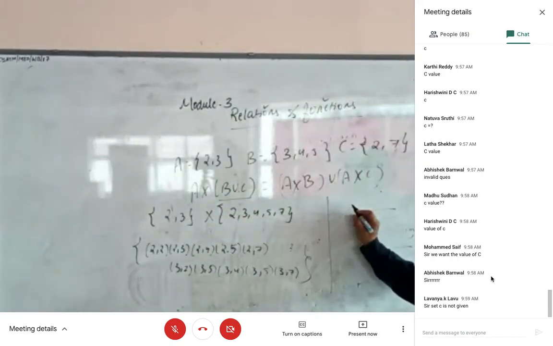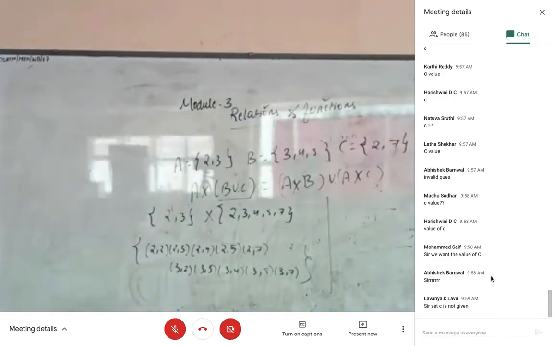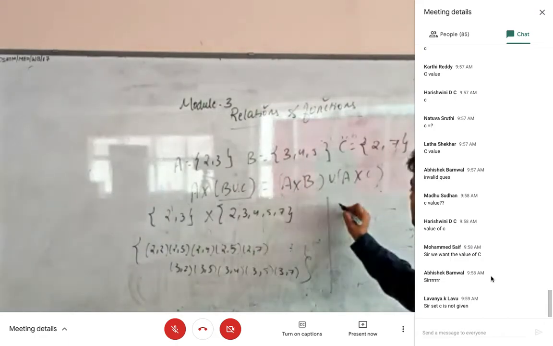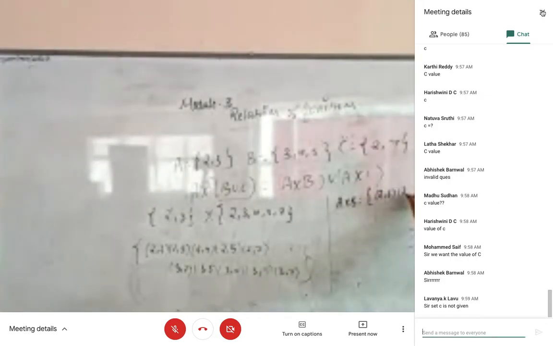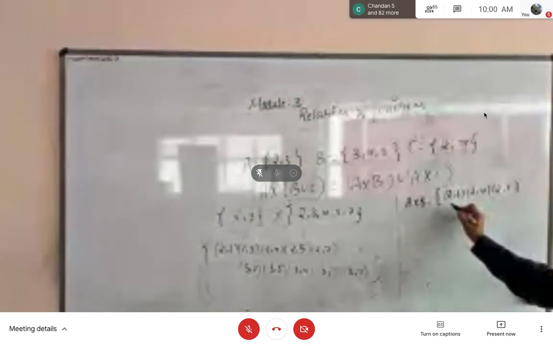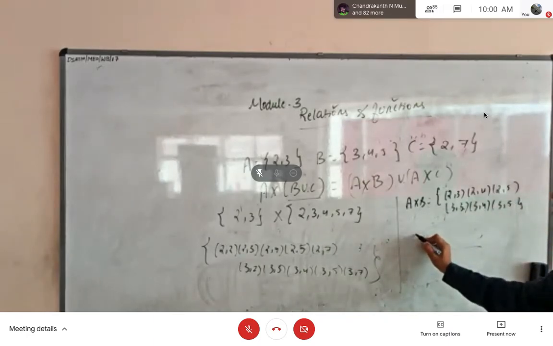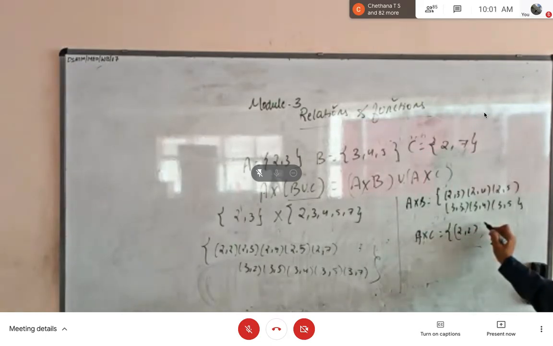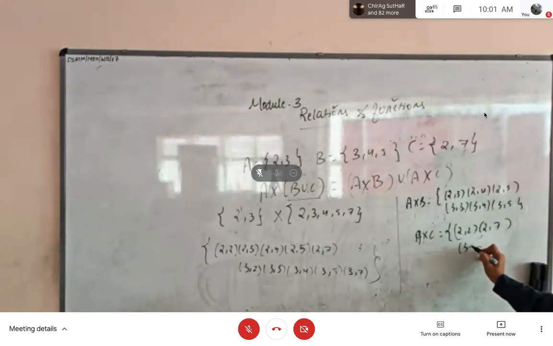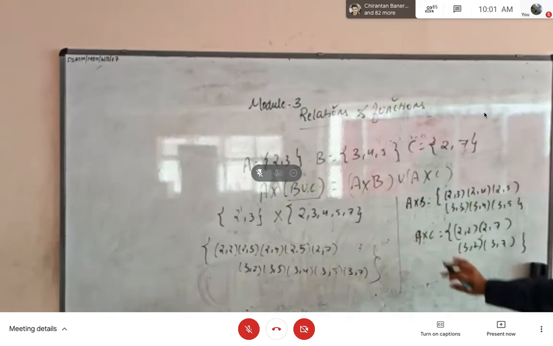Similarly for the RHS, what it says is A cross B union A cross C. First of all, I have to find A cross B. Next, I have to perform the union operation with A cross C. A cross B is given by the ordered pairs (2,3), (2,4), (2,5), (3,3), (3,4), (3,5). And A cross C is given by (2,2), (2,7), (3,2), (3,7). So this is A cross B and this is A cross C.